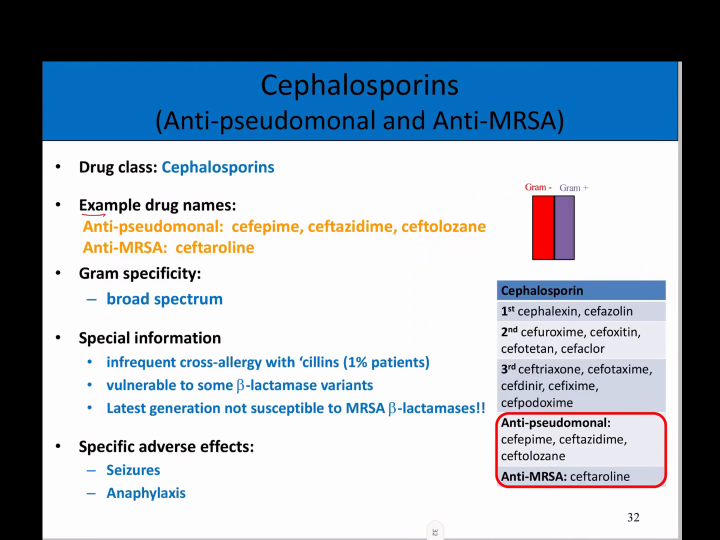The anti-pseudomonal and anti-MRSA cephalosporins are broad spectrum. They have infrequent cross-allergy with penicillins. Again, only 1% of patients. They're vulnerable to some beta-lactamases, but the latest generation is not susceptible to MRSA beta-lactamases. So MRSA has specific genetic code for specific beta-lactamases, and this drug isn't broken down by those yet. Specific adverse effects include those of all the other beta-lactams with seizures and anaphylaxis.